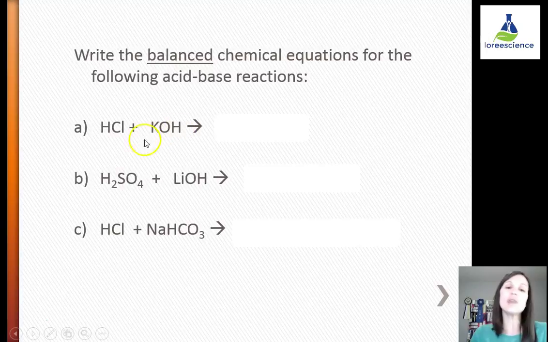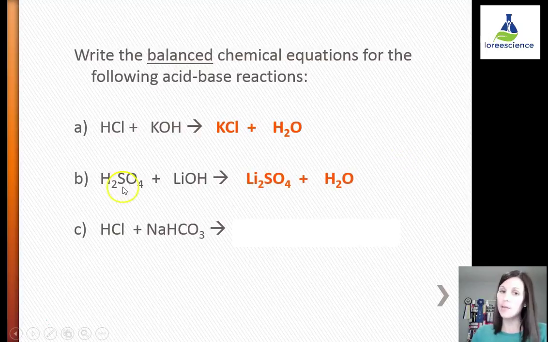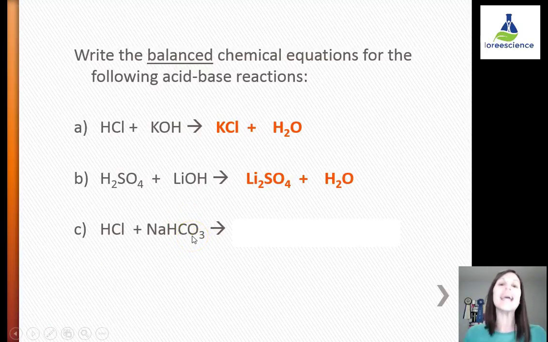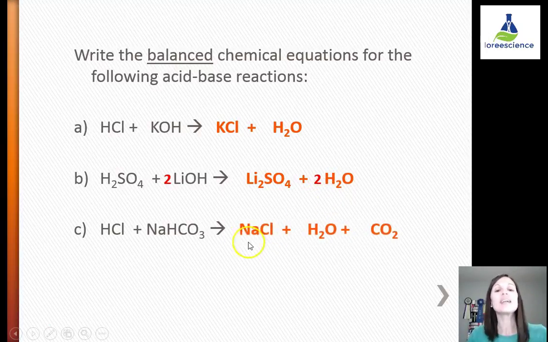Okay, so let's see how you did. Hydrochloric acid plus potassium hydroxide is going to yield potassium chloride and water. No need to balance, it's already balanced. If we have sulfuric acid plus lithium hydroxide, we're going to get lithium sulfate plus water. Sorry, I forgot that we still had to balance number 2. We had to put 2's in there to balance example B. Now notice in this third one, we have a bicarbonate ion. So we know there has to be water, salt, and carbon dioxide produced. In example C, you're going to get your water and salt plus your carbon dioxide.